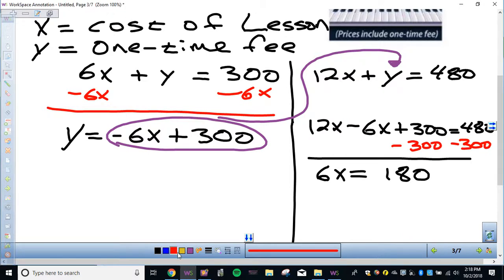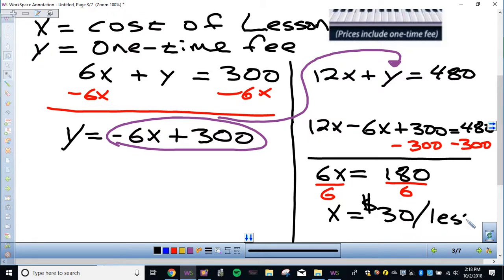All we got to do then is divide by 6. What's x equal? 30. What is that? 30 what? $30 per what? Per lesson. So that's your units. You need all of that. If you just said $30, I'll take a half point off because you didn't write per lesson. So just make sure you do it.